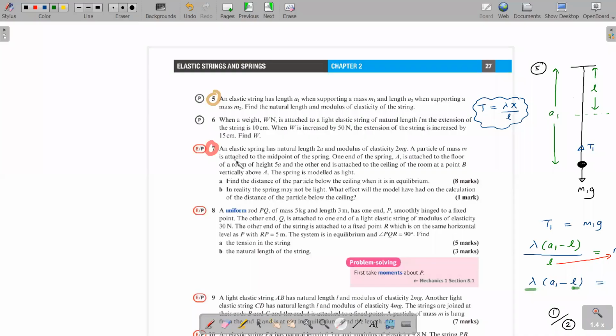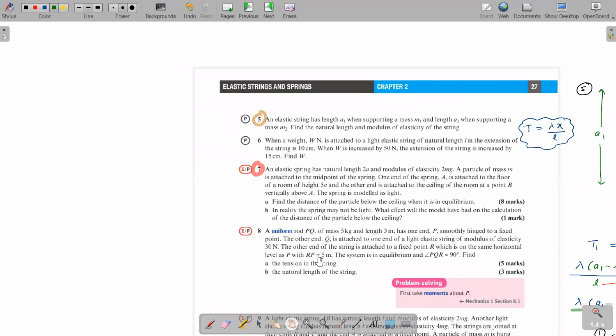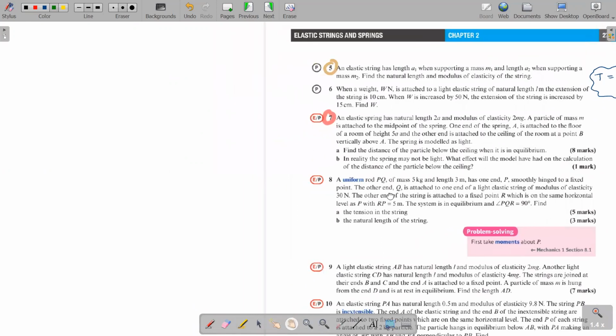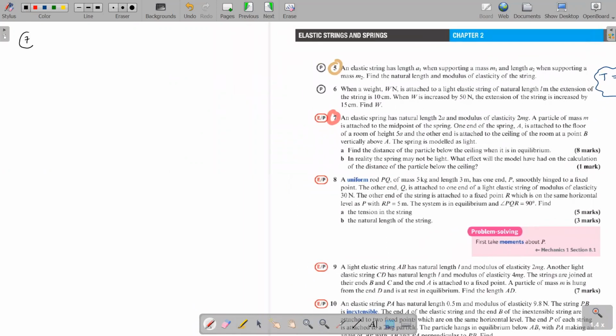Okay, so let's move on to question number 7. An elastic spring has natural length 2a and modulus of elasticity 2mg. Let's write everything down. So question number 7, what do they say? Natural length of the spring is 2a. Modulus of elasticity means the lambda value. Lambda value is 2mg.